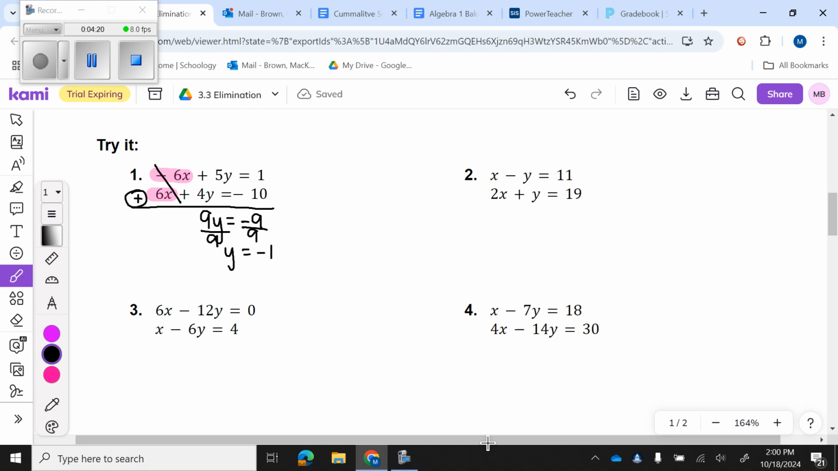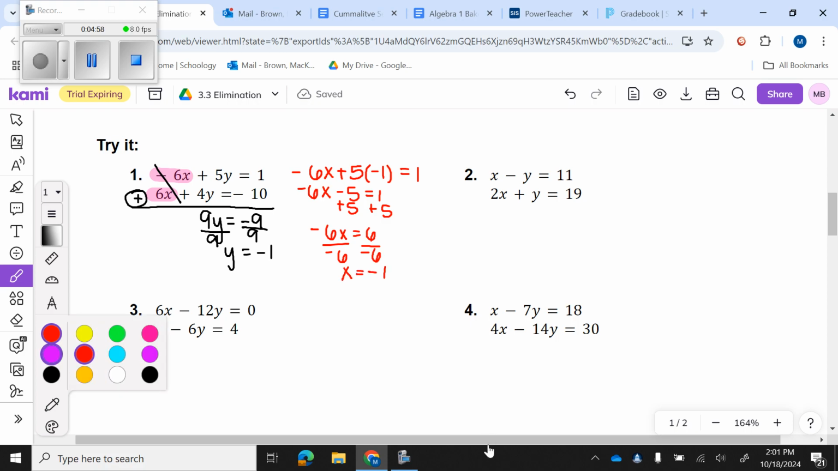Now that I've got my negative 1, I've solved for y. Now I'm going to have to substitute back in for my other variable. I'll put this negative 1 into the top equation, for the y. So I'm going to have negative 6x plus 5 parentheses negative 1 equals 1. I'm actually going to have to solve this. 5 times negative 1 is negative 5, so negative 6x minus 5 equals 1. To solve this equation, I'm going to add 5 to both sides. I get negative 6x equals 6. Divide both sides by negative 6, and I get x equals negative 1.